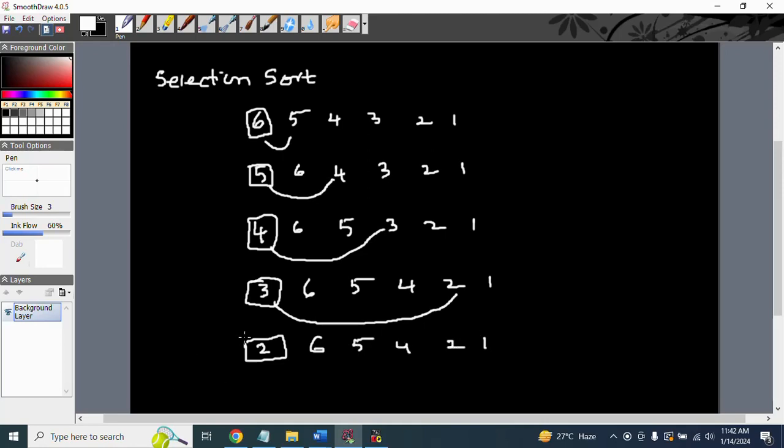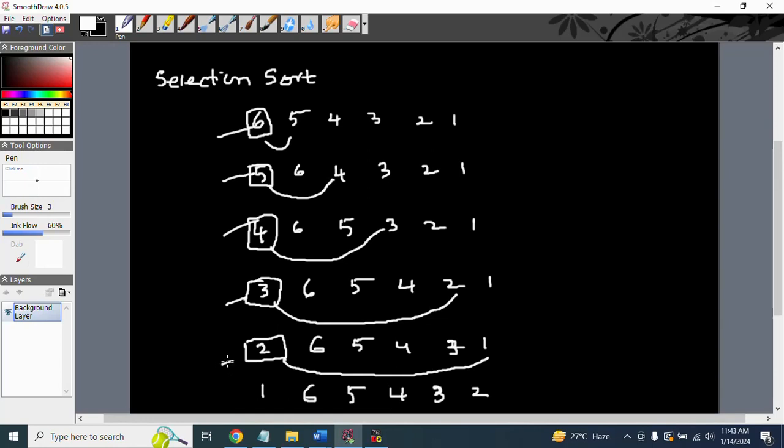So this is 1 2, the first comparison, 1 2, 1 3, 1 4, 1 5. Now I need to compare 1 6 also. Again 1 is less than 2, so I should swap it. So 1 6 5 4, something is missing. Actually this is 3, right? So 1 6 5 4 3 and 2. So the 1 6 comparison is also done.